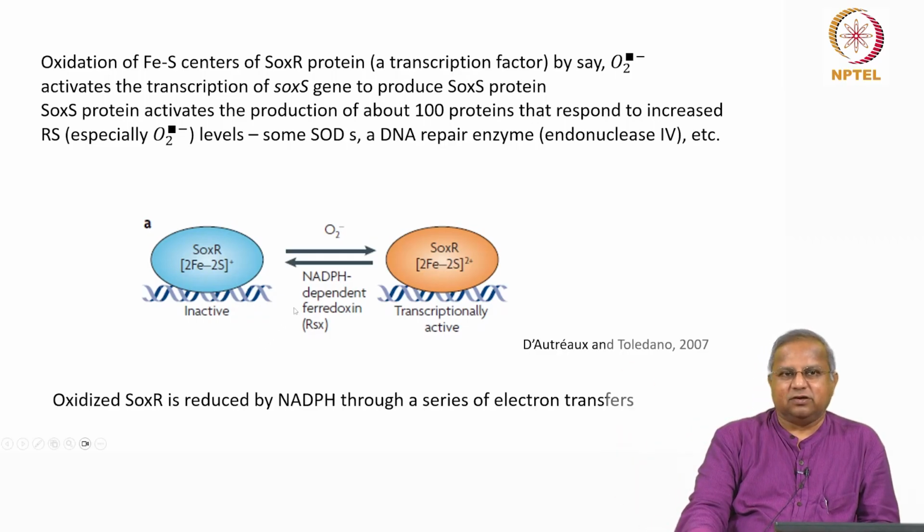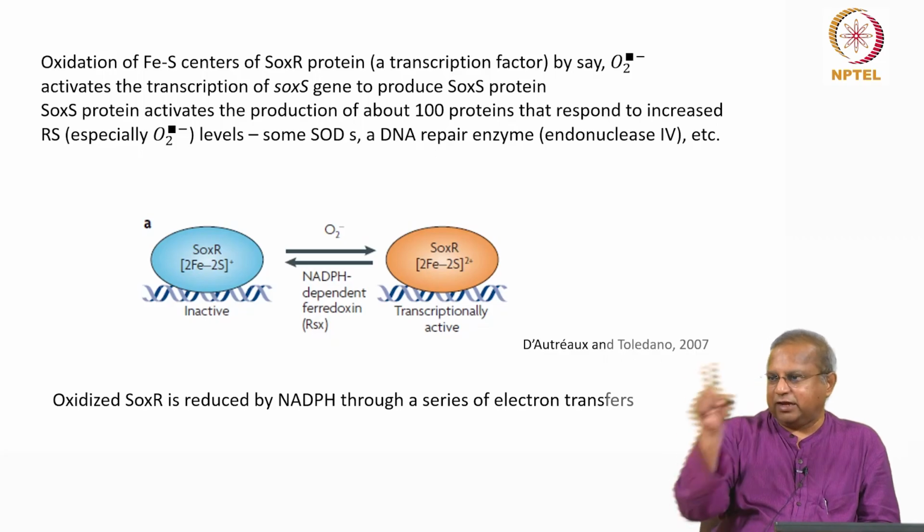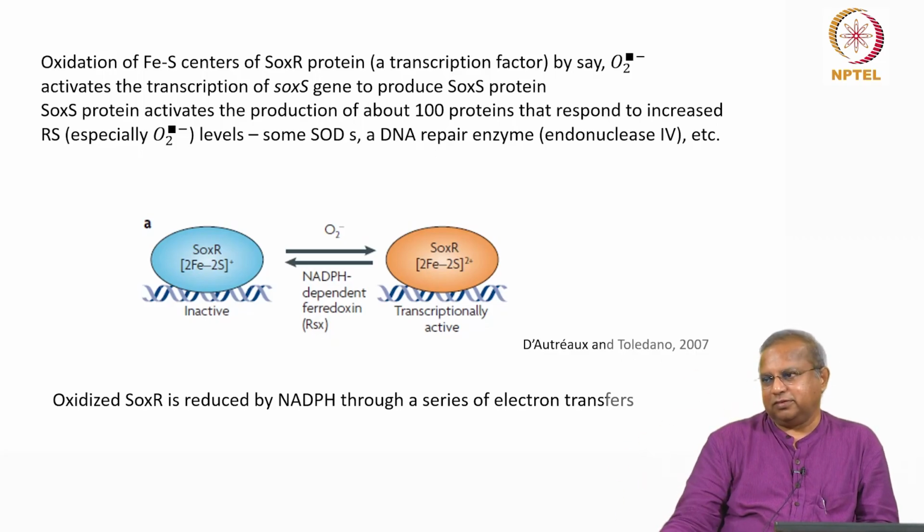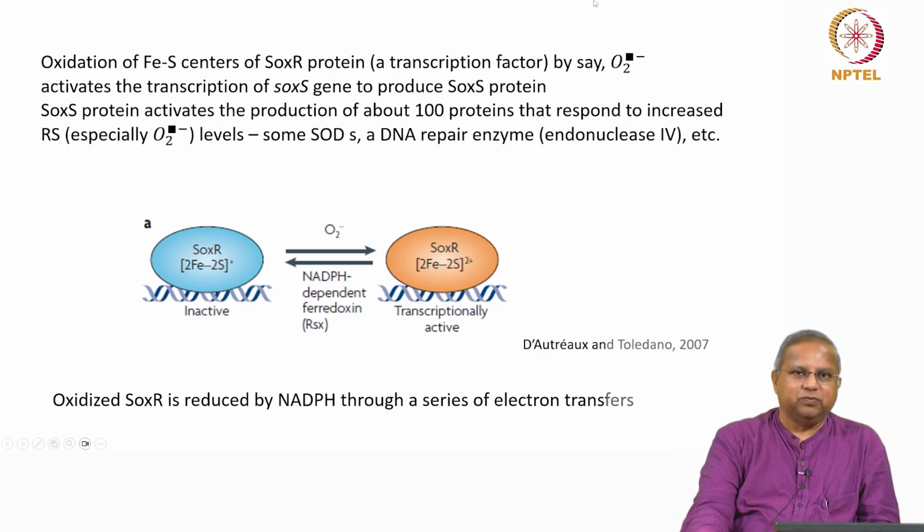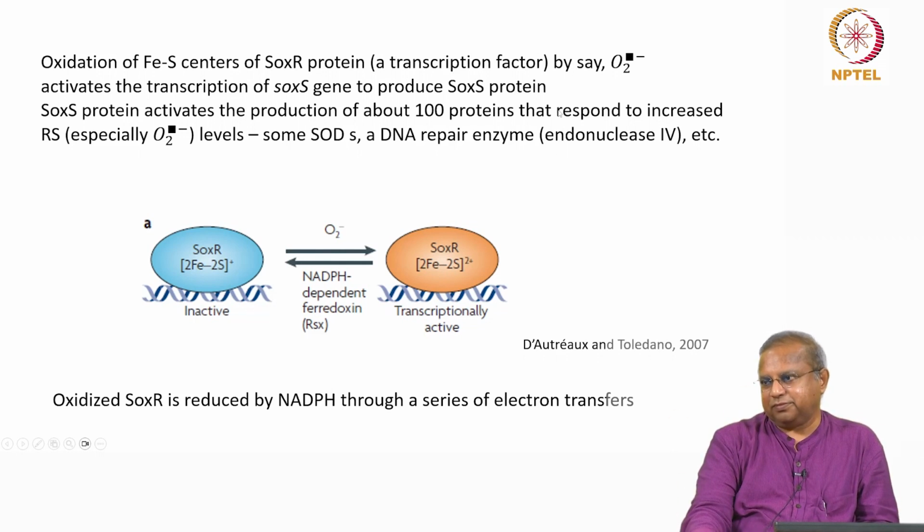And in the reverse direction, the oxidized SOXR is reduced by NADPH through a series of electron transfers. Just one composite step is shown here. A series of electron transfers gives you back the reduced form. So that's the cycle that is set up for the process to occur cyclically. So this is an example by which the reactive species can cause transcription of SOXR-relevant proteins, one of which is SOXS, an important one. We'll look at that later.